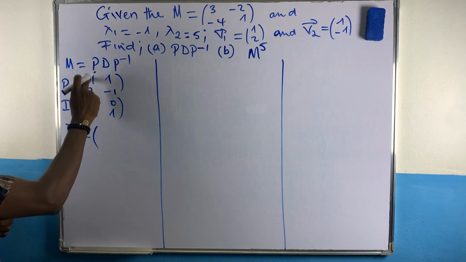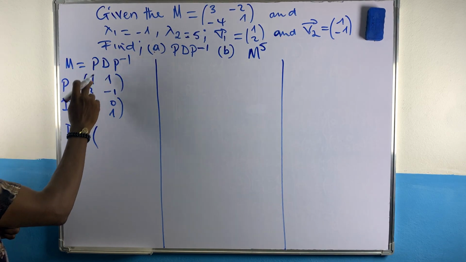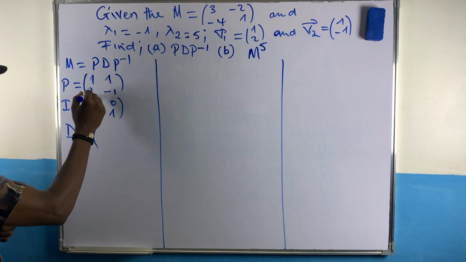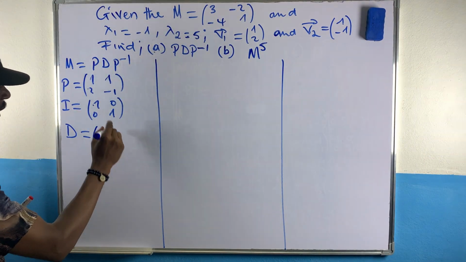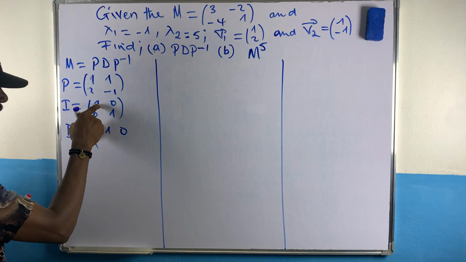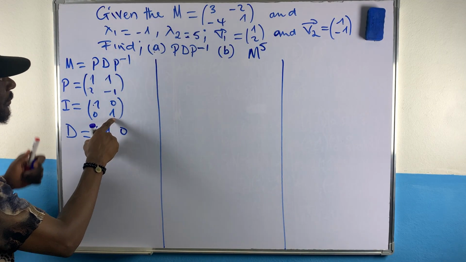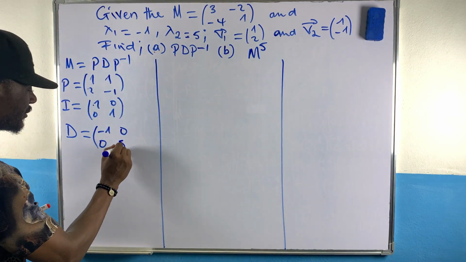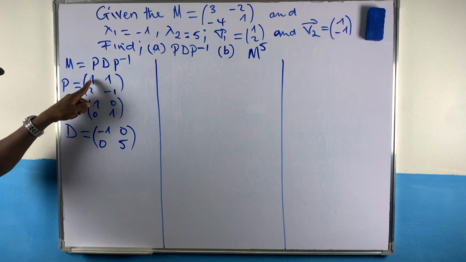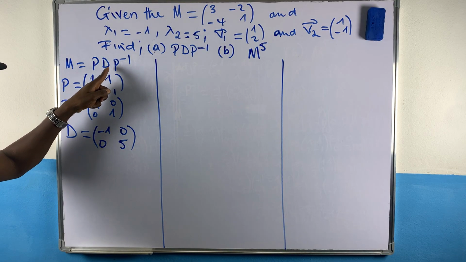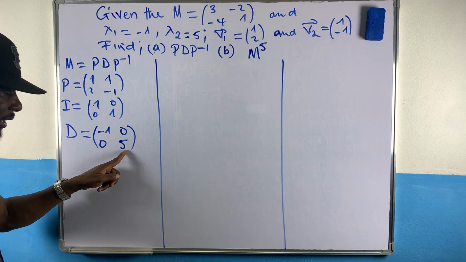Since I started here with eigenvector 1, I will start with eigenvalue 1. If you look at this, this is eigenvector 1, eigenvector 2. Therefore, my eigenvalue -1 should occupy this position. Then this other position is 0. Then this position will be occupied by eigenvalue 2, which is 5. So in essence, according to my P matrix, eigenvector 1 begins before eigenvector 2. Therefore, eigenvalue 1 should be written before eigenvalue 2.